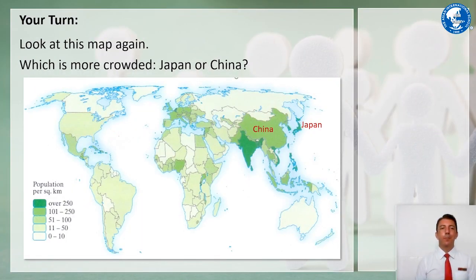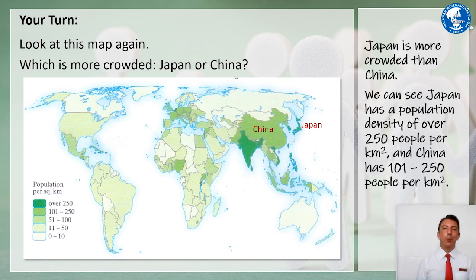So now it's your turn. Look at this map again. Which area is more crowded, Japan or China? Well, the answer is Japan is more crowded than China. We see that Japan has a population density of over 250 people per square kilometre, whereas China only has 101 to 250 people per square kilometre.